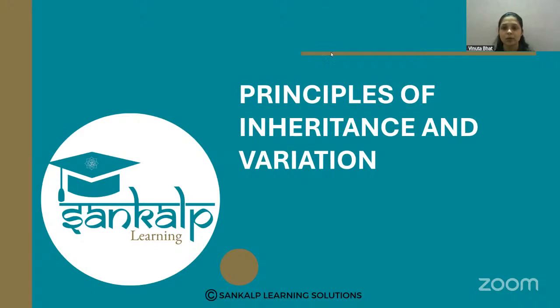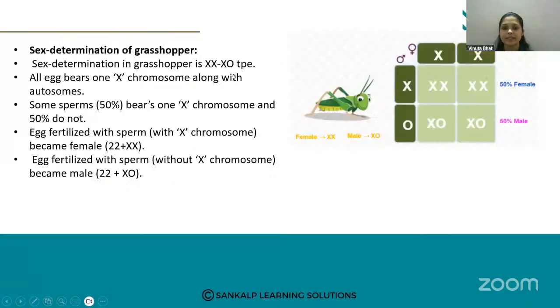In the last class, we studied sex determination, right? In the grasshopper, there is XX and X0 type of sex determination, where the females have two X chromosomes and the males have X0, meaning only one X chromosome. So that is the sex determination in grasshopper.